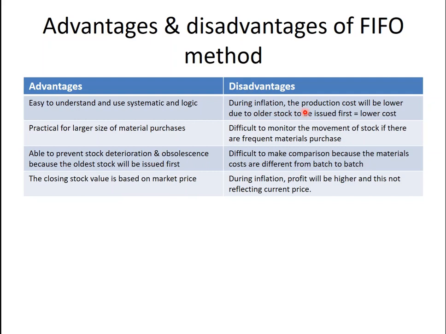Disadvantages: during inflation, the production cost will be lower because the older stock is issued first, which is at lower cost. Difficult to monitor the movement of stock if materials are purchased frequently. Difficult to make comparisons because the material costs differ from batch to batch. During inflation, profit will be higher, and this does not reflect the current price.